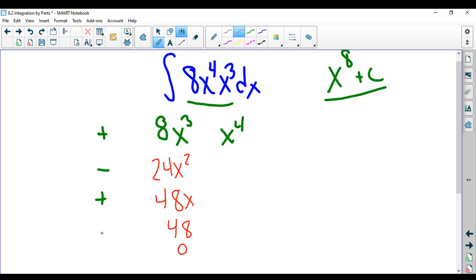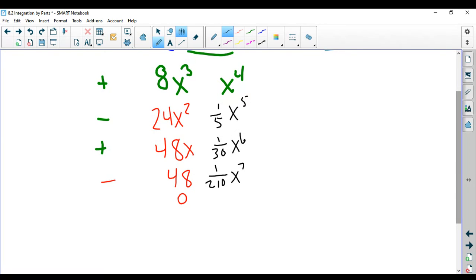There. I'm going to add another minus in. Now I have to integrate x to the 4th. So that's x to the 5th times 1/5. Do it again, x to the 6th times 1/6. Do it again, x to the 7th times 1/7. And we should do it one more time, x to the 8th times 1/8.